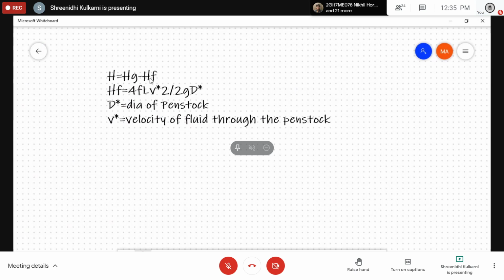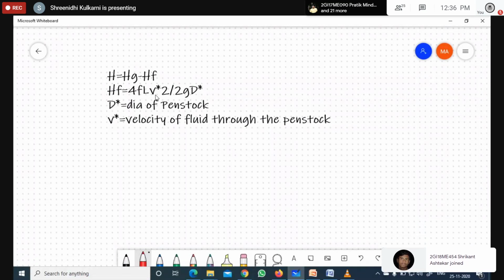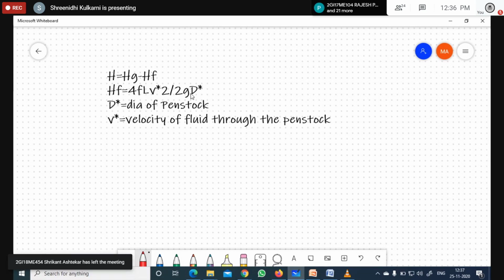So the formula for head loss due to friction is given by 4FLV square divided by 2g into D. But here I mentioned a star for velocity, and for diameter also I mentioned a star.